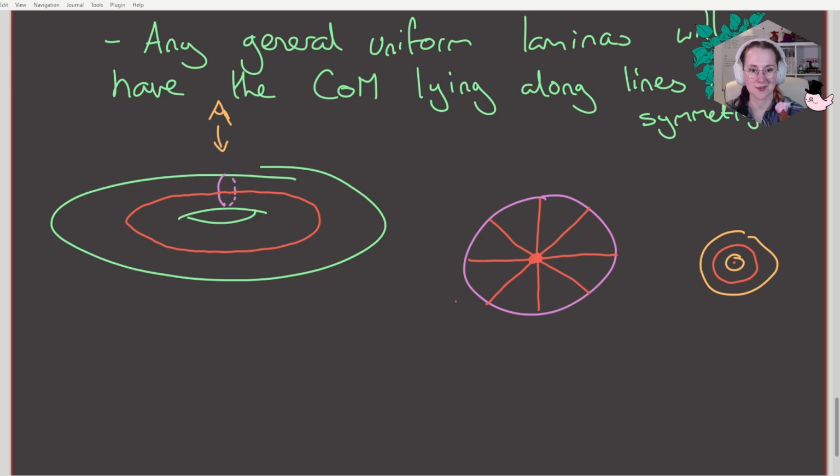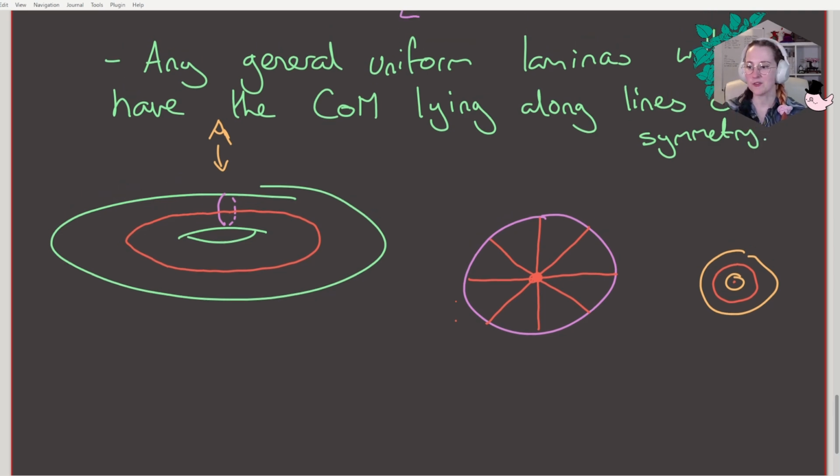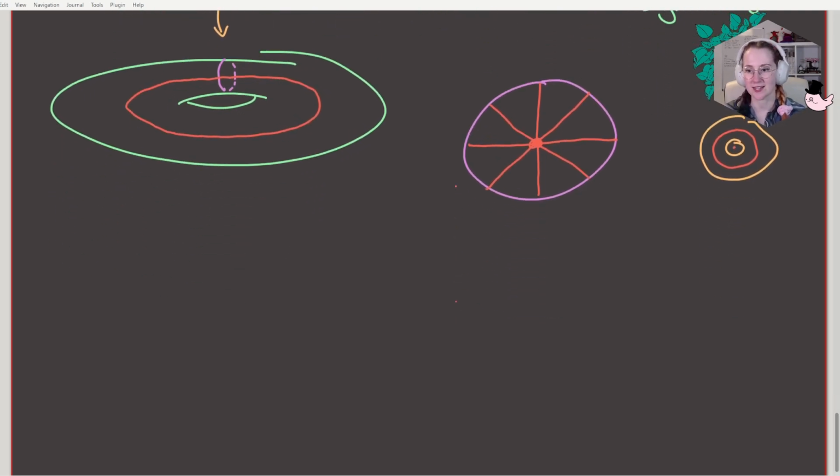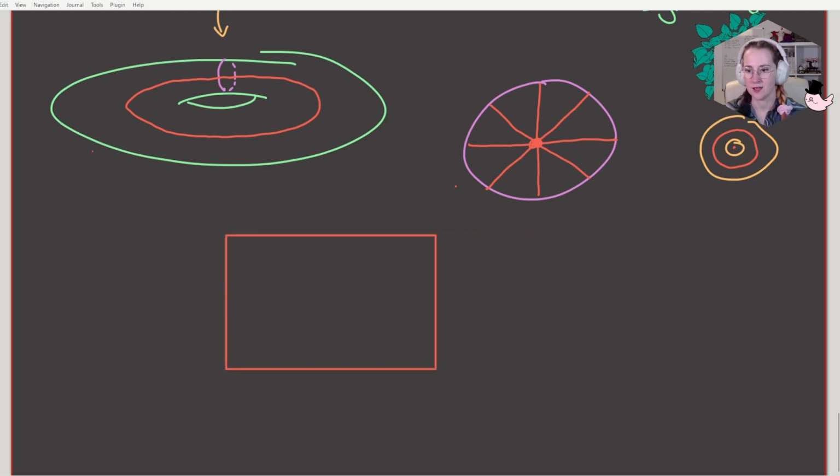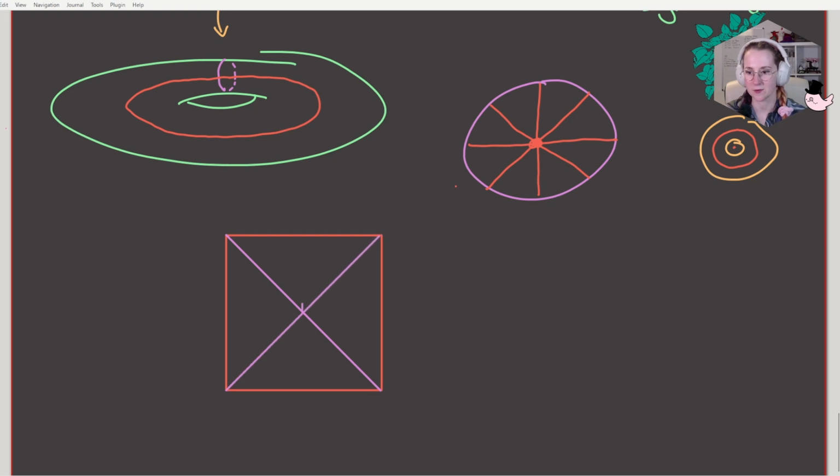By experience, can you find an object whose center of mass is actually outside of it? Yeah. I mean, if we go back to even just our rectangle, right? Actually, let's go to a square. So the square's center of mass is at the point where these things intersect.